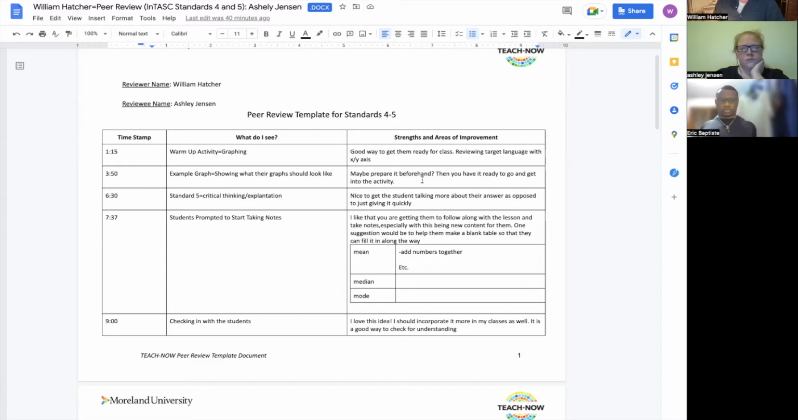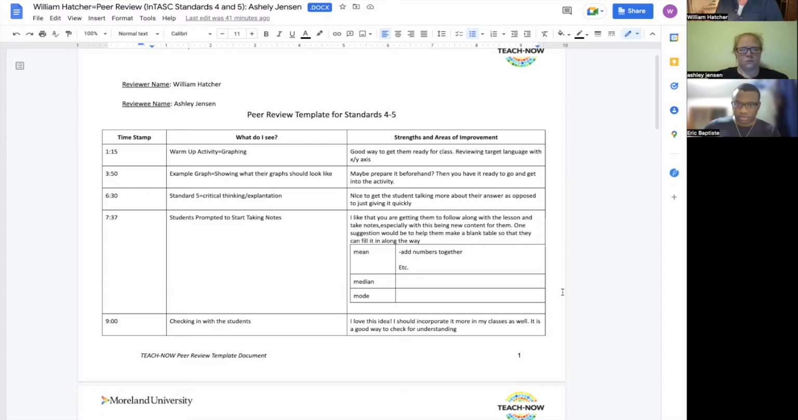And I guess the target language was XY axis from a previous class, because I found that kind of odd if you were just throwing that out there without... No, yeah, that lesson was a review before it. So I think maybe you should have prepared it beforehand, just so you didn't spend a lot of time reworking the axis. But that was just a little thing.